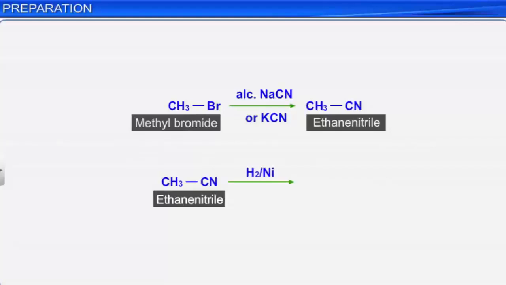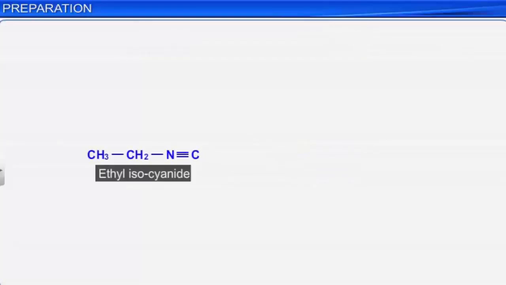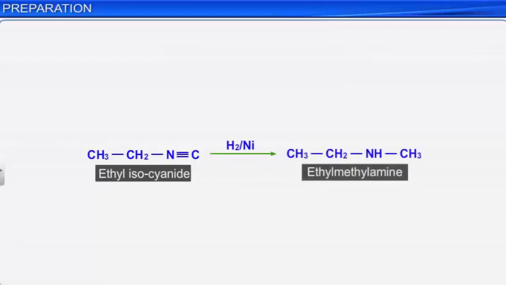The reduction of isonitriles or carbylamines yields secondary amines. For example, ethyl isocyanide on reduction gives ethyl methyl amine, which is a secondary amine. In this method, we get only secondary amines in which one group is always the methyl group.